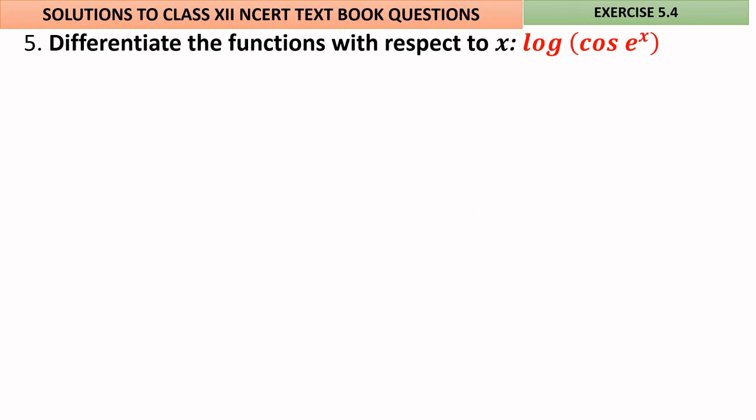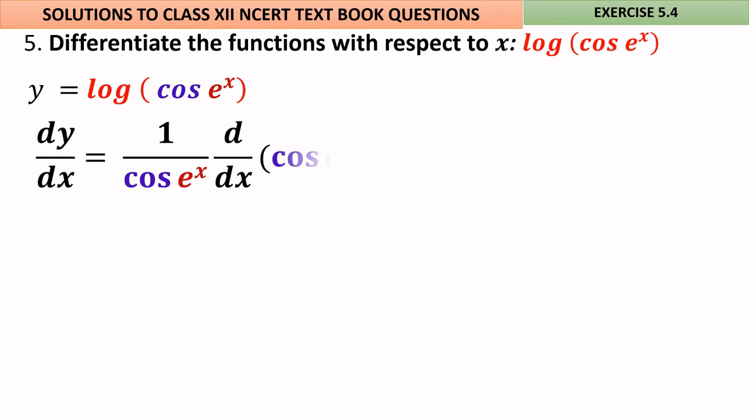Question number 5. Differentiate the function with respect to x: log of cos of e power x. Function of function rule. Log of something, therefore you have to go for 1 by that, therefore 1 by cos of e power x, d by dx of cos of e power x. Once again use the chain rule.